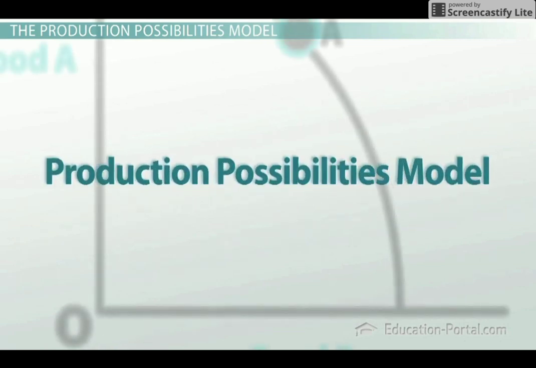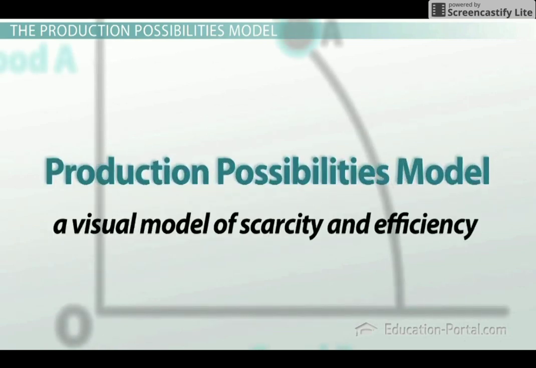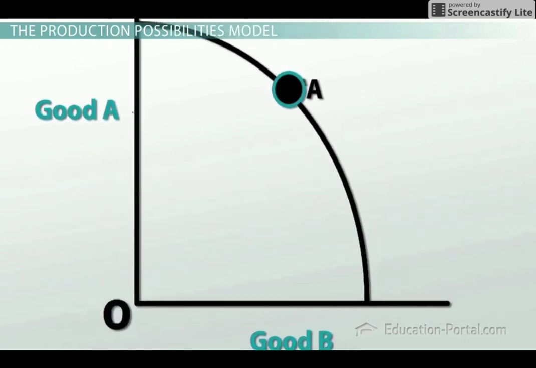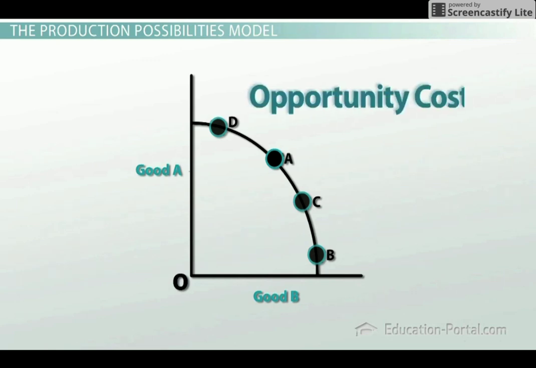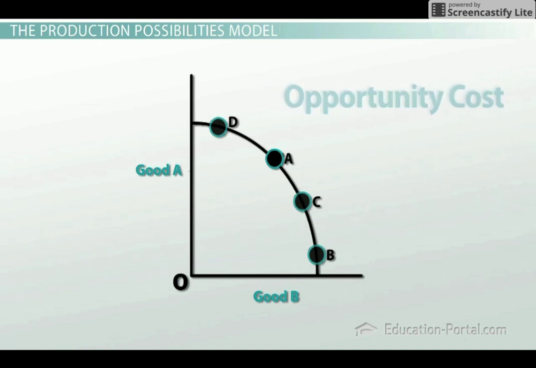concept. The production possibilities model is a visual model of scarcity and efficiency. It simplifies the concept of how an economy can produce things, using only two goods as an example. It's going to show us all the production possibilities we have between these two goods. It takes the concept of opportunity cost, which we already explored, and helps us make the best economic decision we can make, which is to say, the most efficient decision.